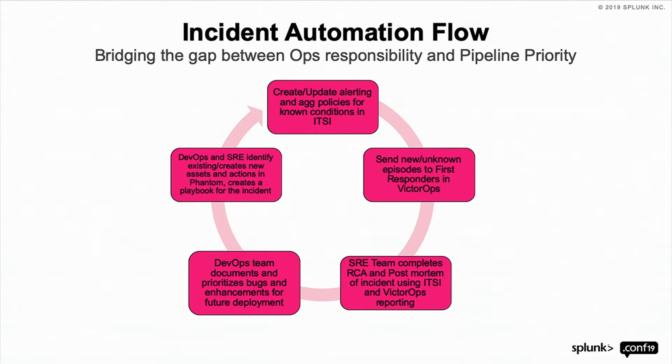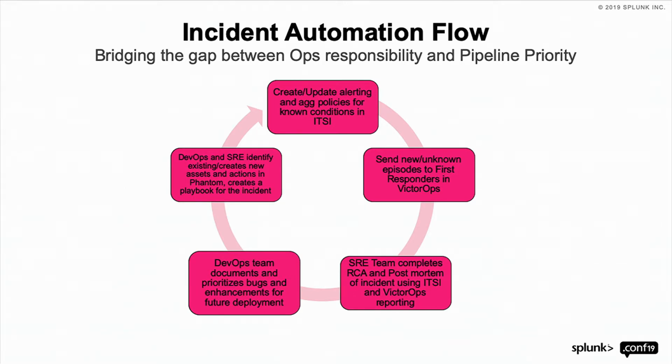Once that issue's been triaged, the SRE team is now responsible for RCA and postmortem using ITSI and VictorOps. Both of them will give you reporting information on when the individual notable events were detected, how long it took for that to get to a human being, what the person did once they got it, and you can combine all of that into a fully packaged RCA and postmortem.